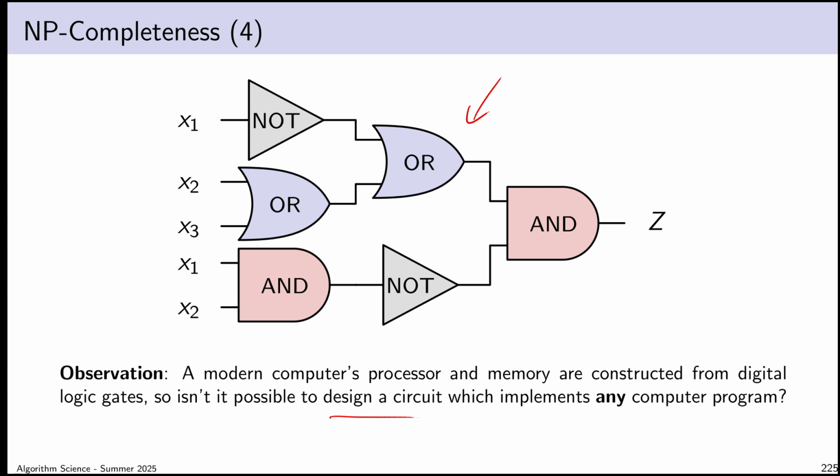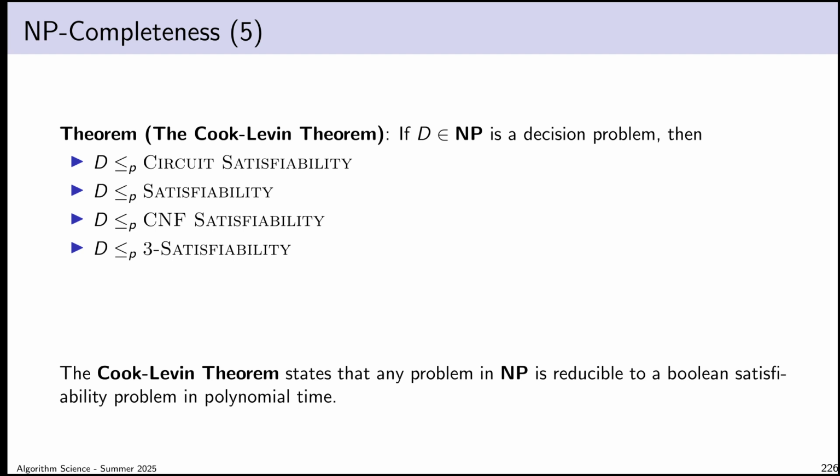And what that's sort of telling me is that if I have any decision problem in NP, I could take the verification algorithm for that problem and turn it into a circuit. And that leads us to something called the Cook-Levin theorem.